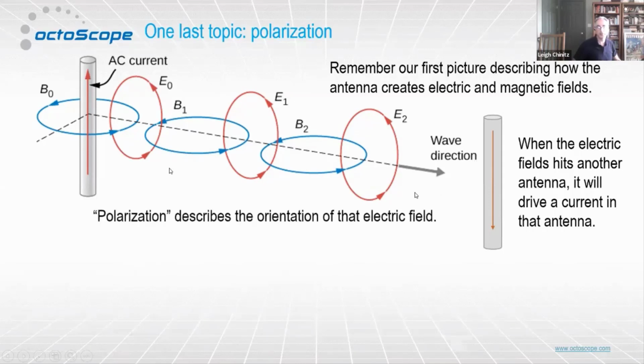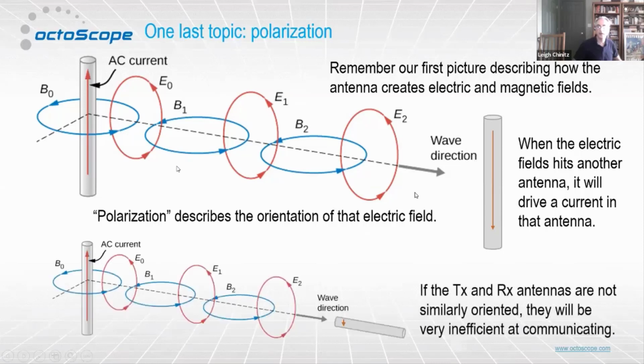When people talk about polarization, it actually refers to the orientation of this electric field, these red circles here. But if the transmit and receive antennas are not similarly oriented, as in this picture, like imagine putting one at right angles to this, then you can just imagine, just by looking at it, that these electric fields are not going to be very efficient at being able to drive a current, meaning this antenna will not necessarily be a very good receiver for this transmitter.